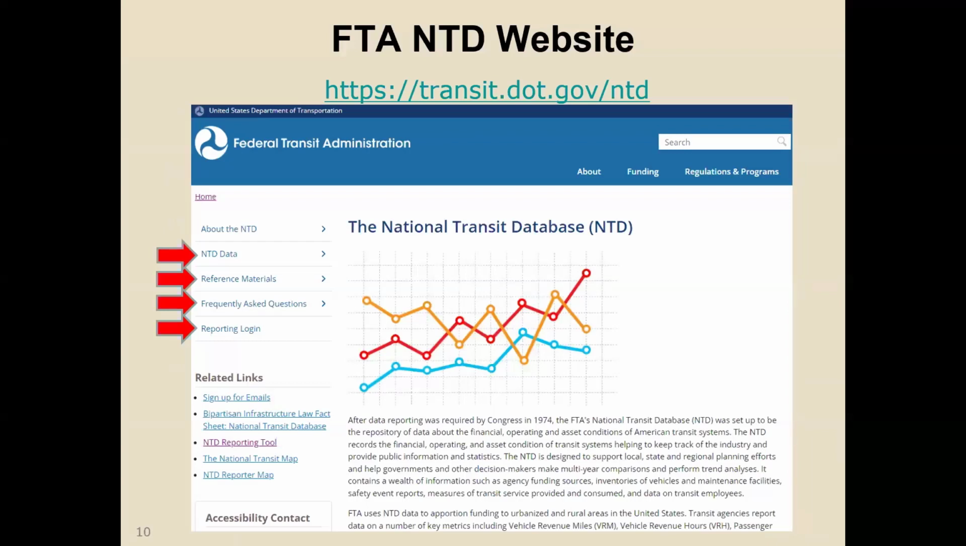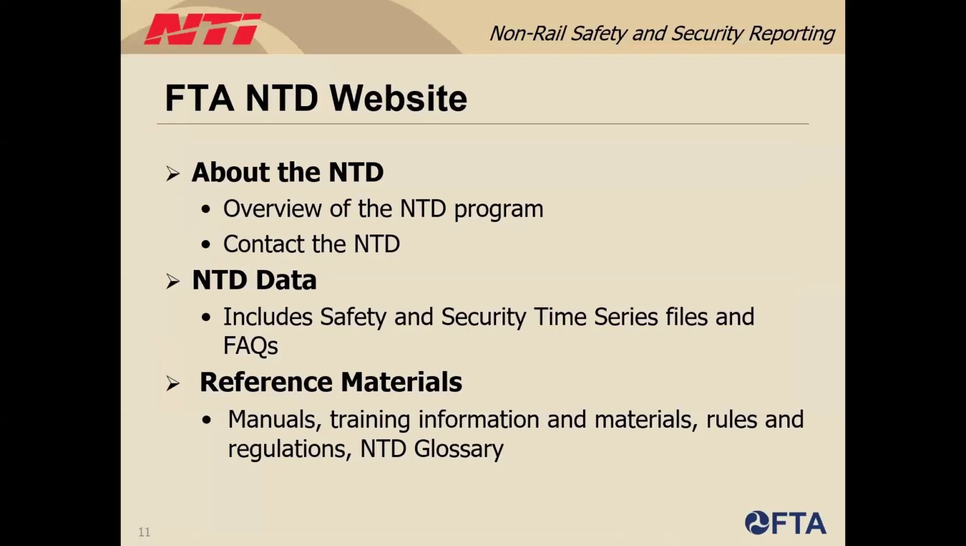This is a screenshot of the National Transit Database homepage on the Federal Transit Administration website. On the left are several links, indicated by the red arrows, that we will discuss in the coming slides. The first of these links is the About the NTD section, which contains an overview of the NTD program and the contact information for technical and non-technical help.